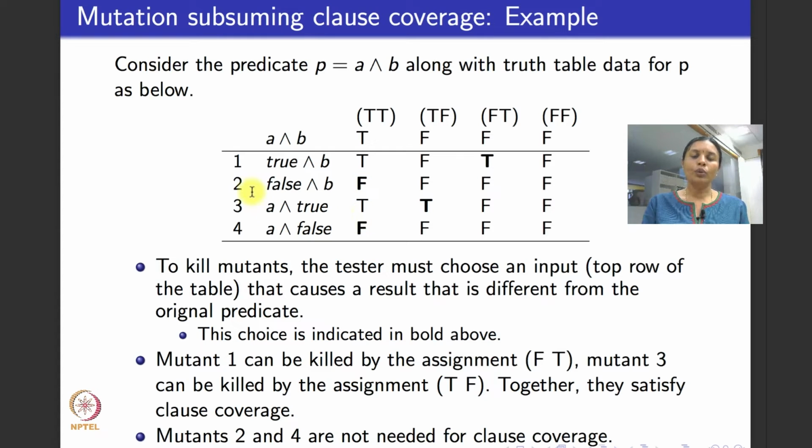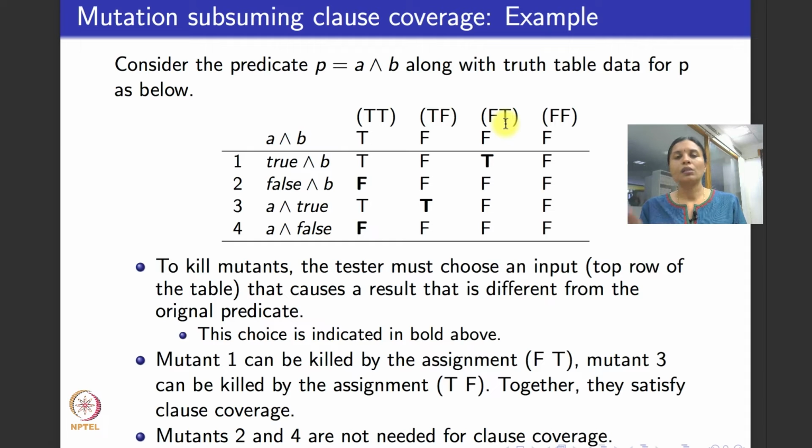Now, if you take, mutant 1 can be killed by the assignment false and true, this part indicated by bold as I told you, and mutant 3 can be killed by the assignment A is equal to true, B is equal to false, which is indicated as this bold true here, because it differs from the value of the predicate. Between these two test cases, if you notice, A is made true once, false once, and B is made false once, true once. So it does achieve clause coverage.